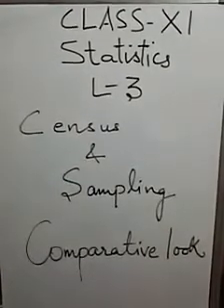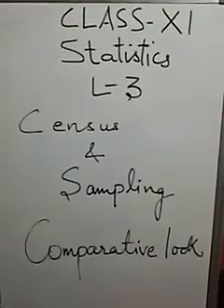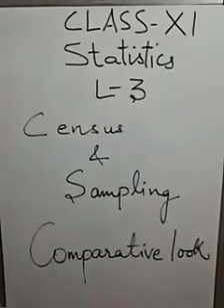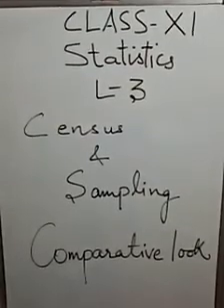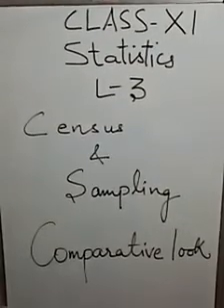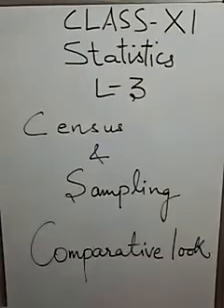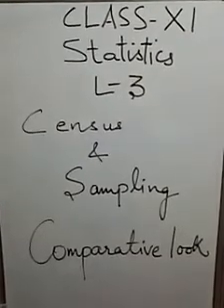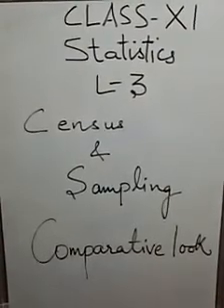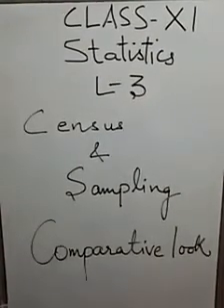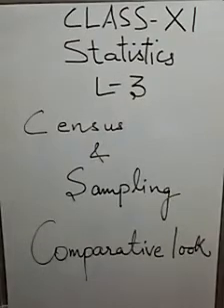Students, we are continuing with the third chapter of statistics of class 11th, and today is the last part of this chapter. Today we are going to conclude this chapter by taking a comparative look, or a comparative study, between census and sampling methods. There are 7 criteria on which we will make a comparison between census and sampling.